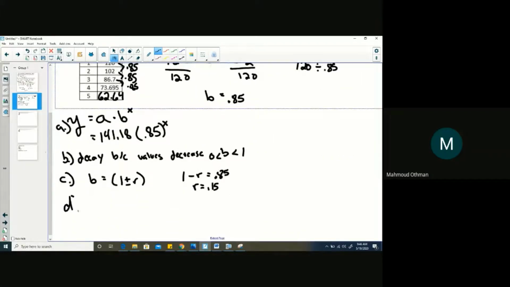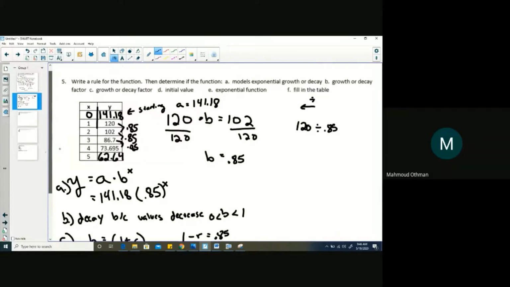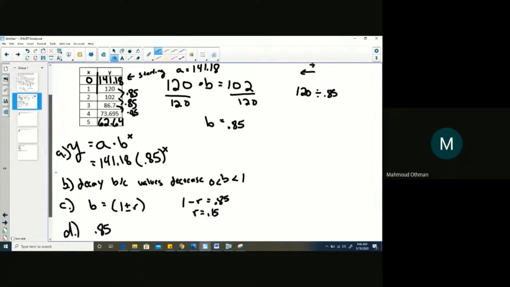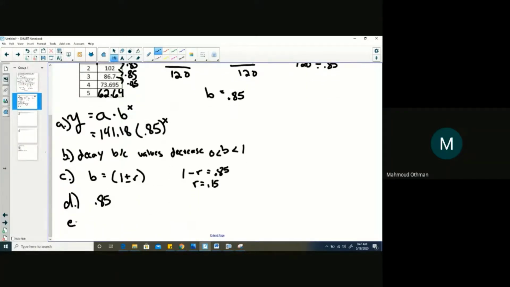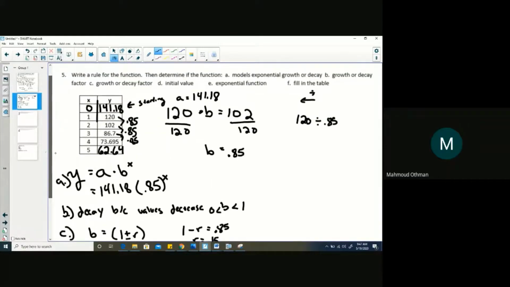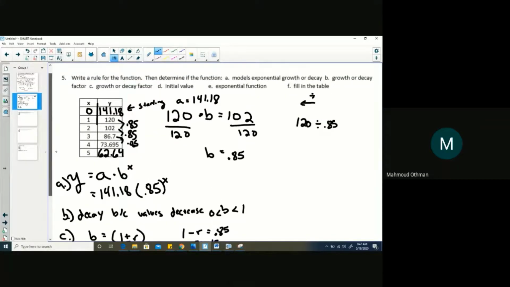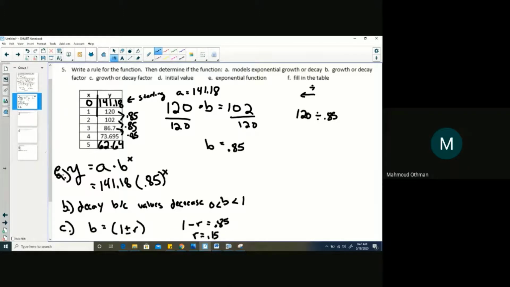D, find the factor. And my factor is 0.85 because your factor is actually your b value. And the last one, my initial value is 141.18. I have my exponential function, which I guess right here was E, filled in the table, which is F. And I did all that.